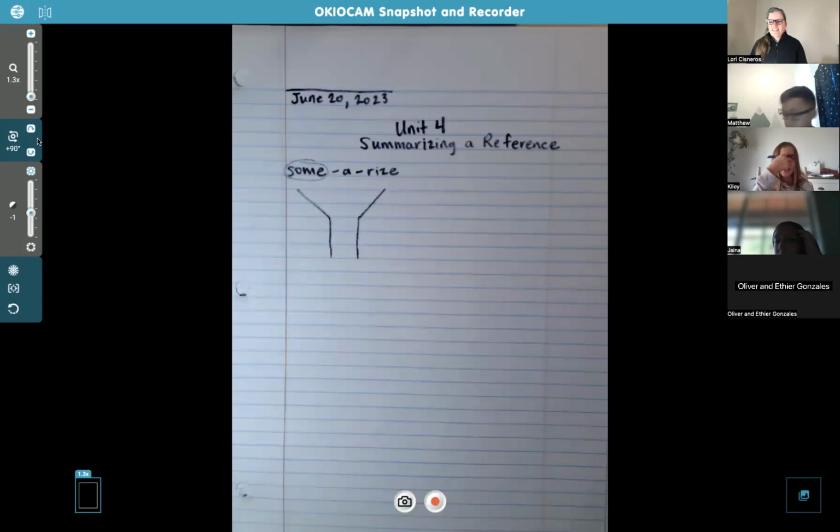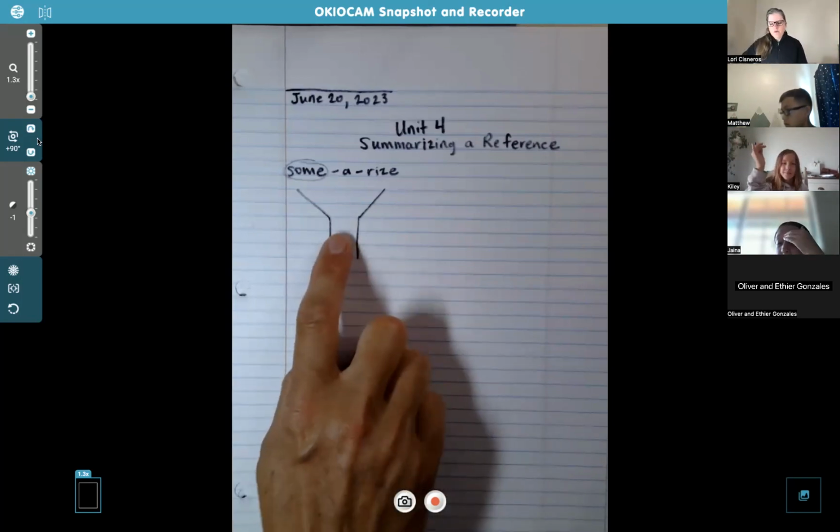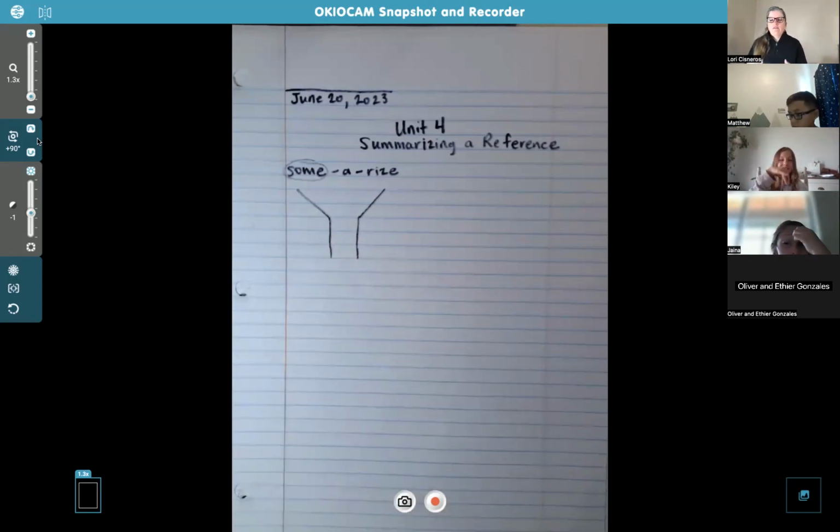I used it once to get tea into a water bottle. Perfect example. There you go. Because water bottles have a small opening, and if you're pouring something from something big to something small, this will help you. So it's the same idea with information.